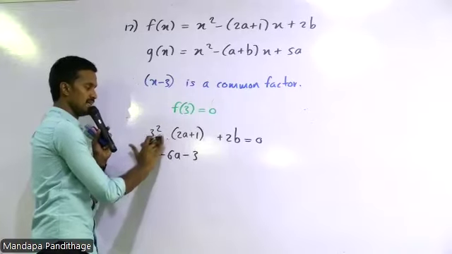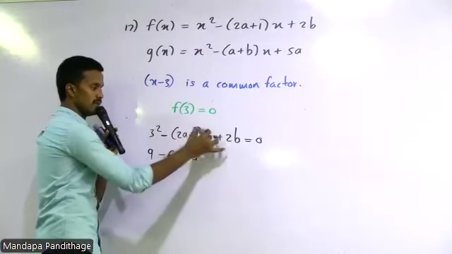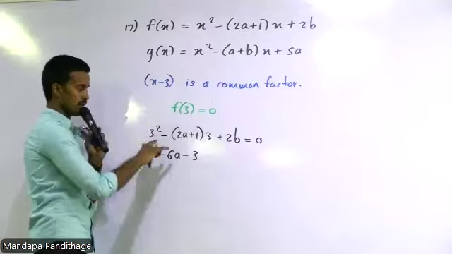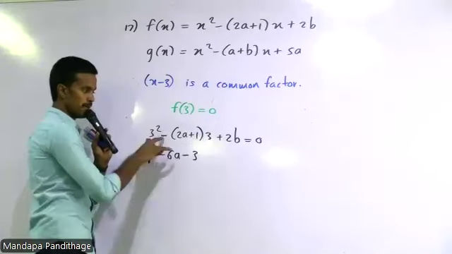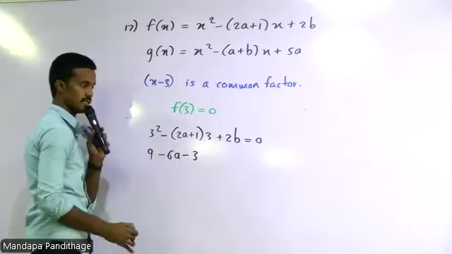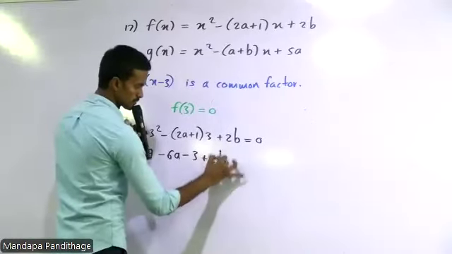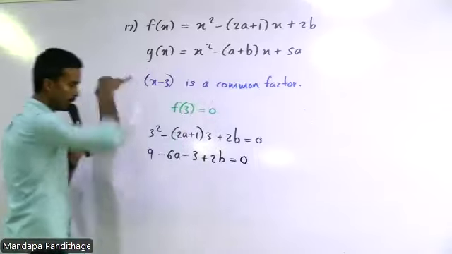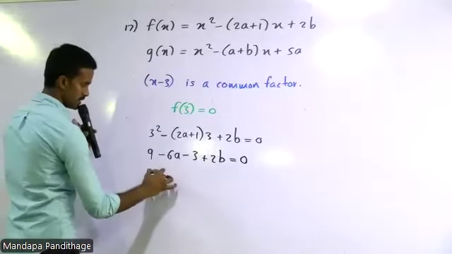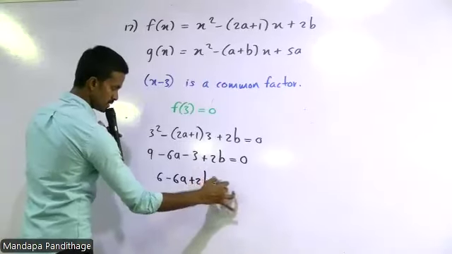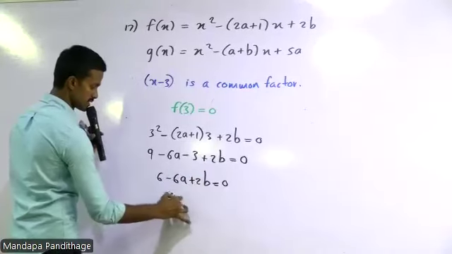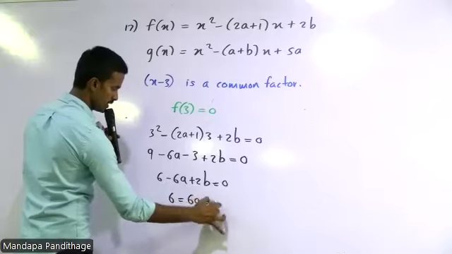But when I write 3 here, there might be a confusion. So do it carefully. Minus 2a into 3 is minus 6a. Minus 1 into 3 is minus 3. Plus 2b is equal to 0. Then I have 6 minus 6a plus 2b is equal to 0. If I take this to this side, it's 6 is equal to 6a plus 2b.